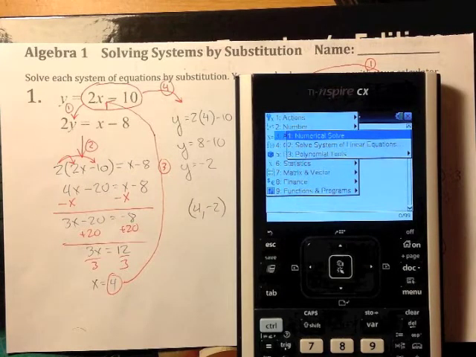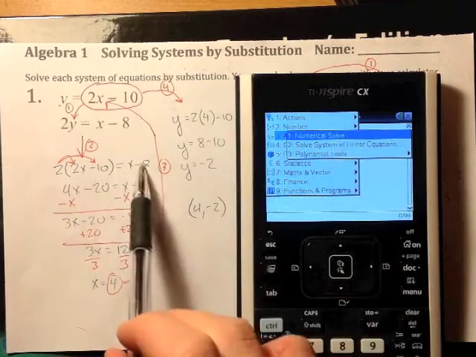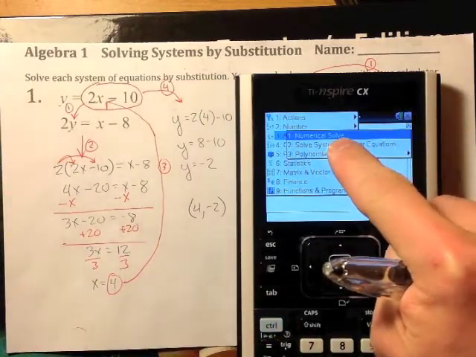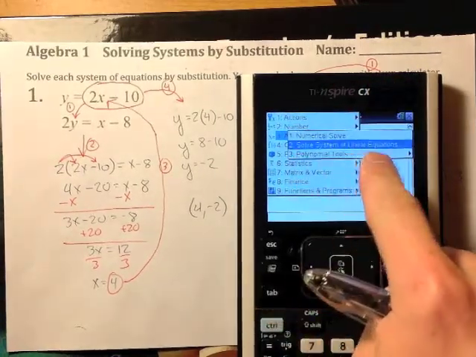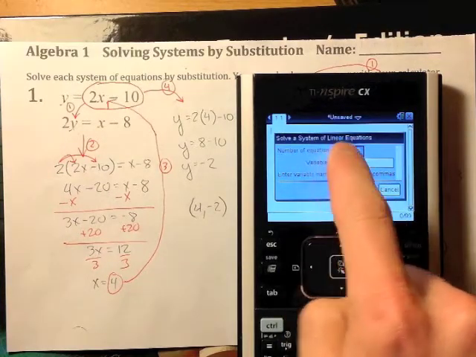Now, in order to solve an equation that just has an x in it, or just has one variable, you would have gone to numerical solve. I taught you how to do that in class. But now we're going to go down to Solve System of Linear Equations. Enter. So there's two equations. The variables are x and y.